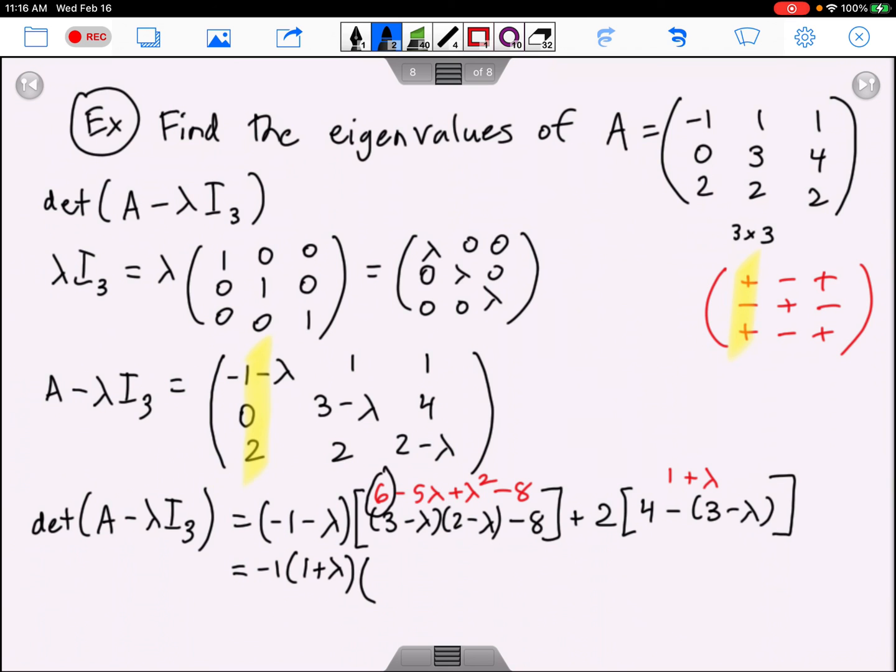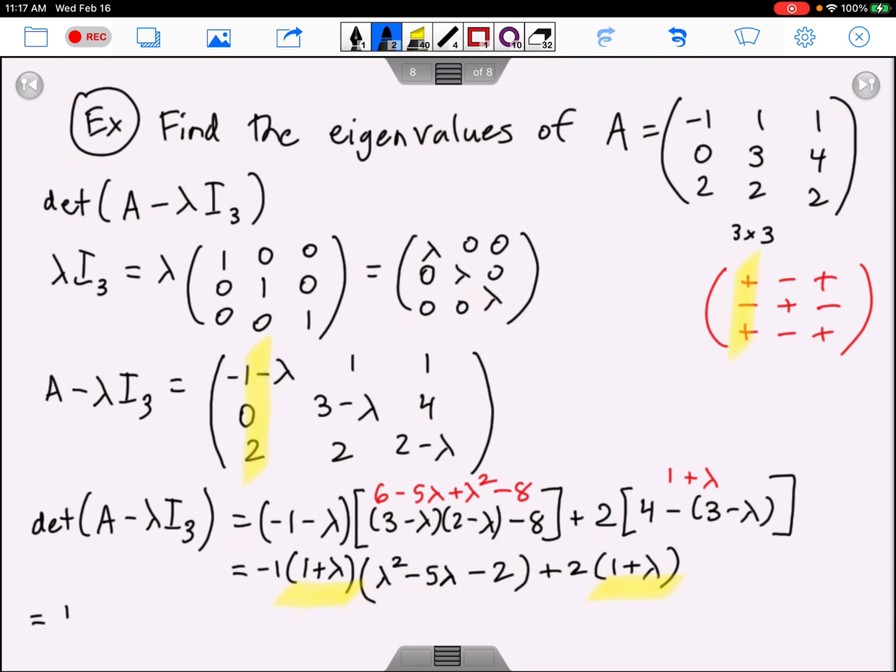What do we have here? We're going to combine the +6 and the -8. So we end up with, and I'm going to write it in descending order, lambda squared minus 5 lambda minus 2. And then I have plus 2 times 1 plus lambda. Now, this is the cool part. I didn't multiply this guy in because I notice now that the 1 plus lambdas match. Which is nice because now I can factor that guy out and I've got it partially factored now.